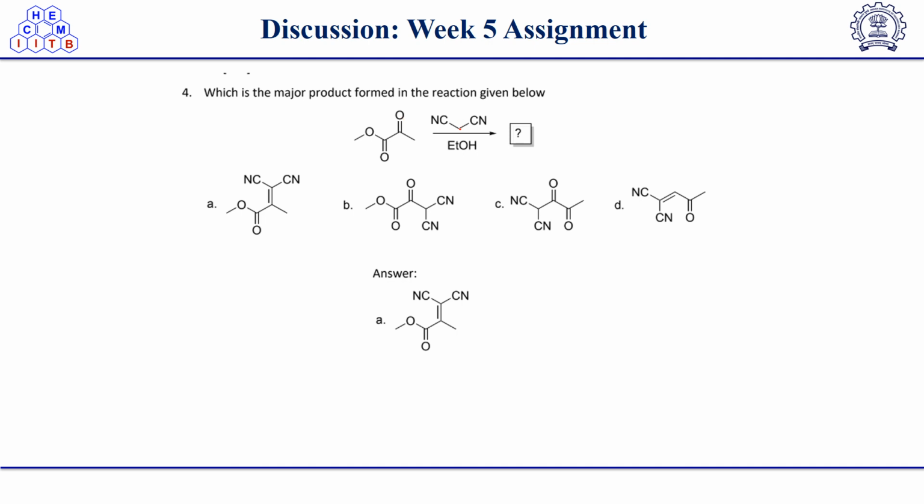So when the base abstracts a proton from this acidic position, this carbon will attack at this carbonyl center, that is the ketone carbonyl center, and here it will be OH, and this group will be connected to here. Then dehydration will take place, one proton will be abstracted from this, that is this will be connected to this center. Then one proton will be abstracted from this position, forming a double bond between these two carbons, and we will be getting this option A as our product. I hope it is clear. So option A will be the major product in that reaction.